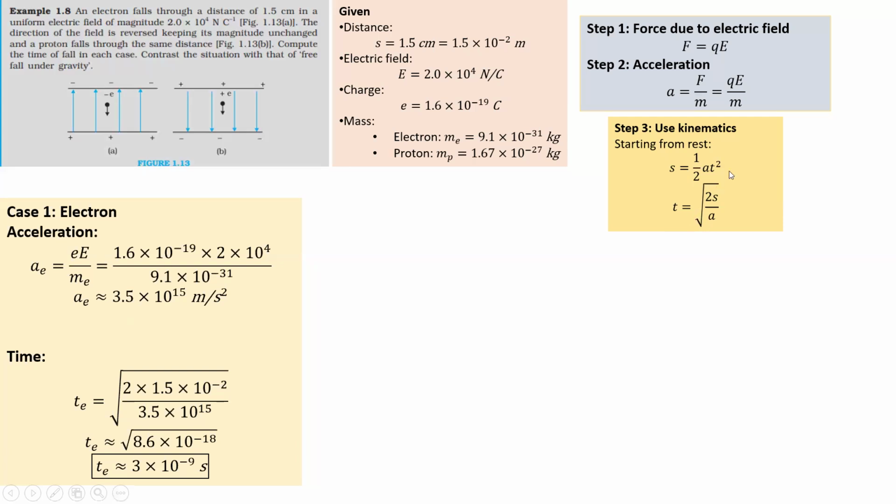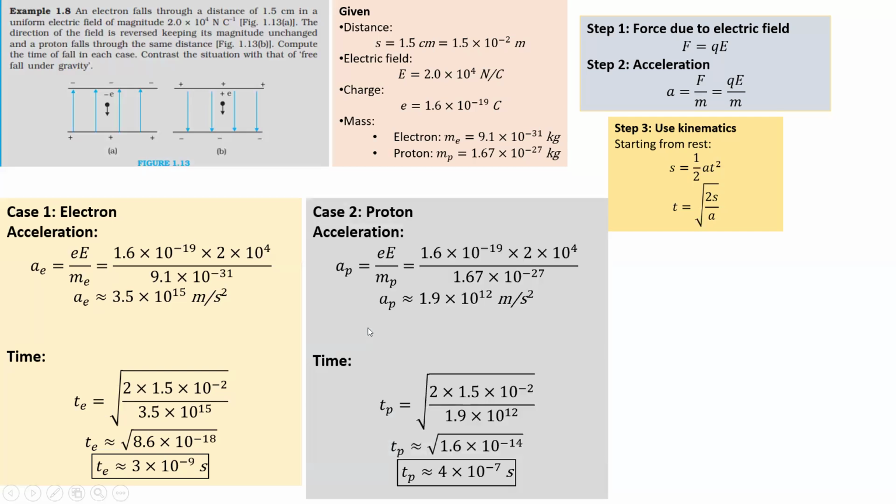What is the time taken to cover this distance? t equal to root of 2s by a. 2 times s value, 1.5 × 10^-2, divided by the acceleration of the electron, which we have calculated here as 3.5 × 10^15. If you simplify this, you get nearly 3 × 10^-9 second. This is for the electron. In the same way, we'll go for the proton now.